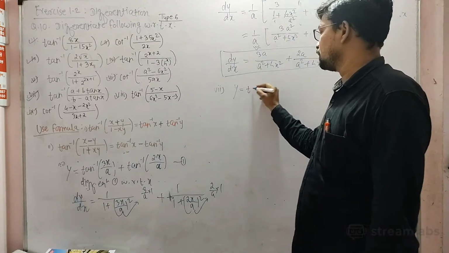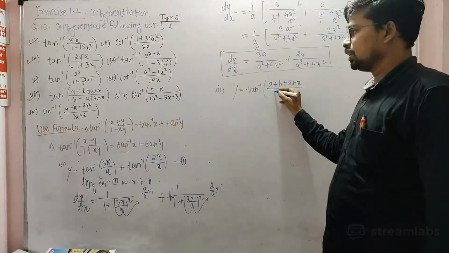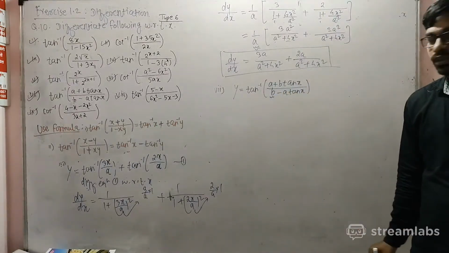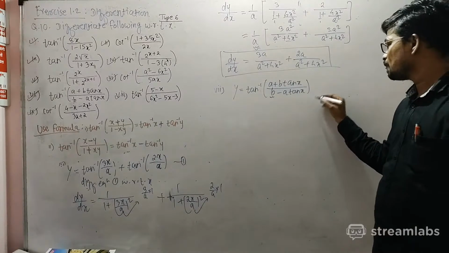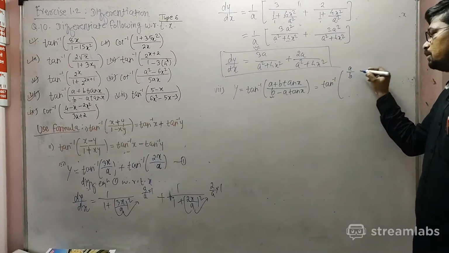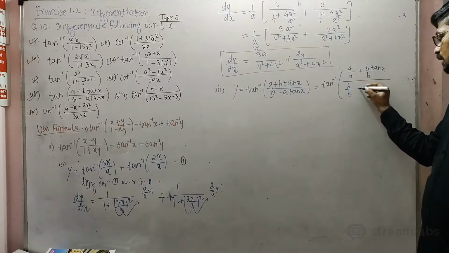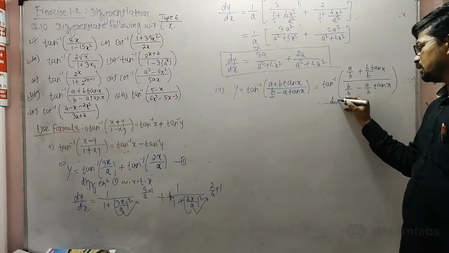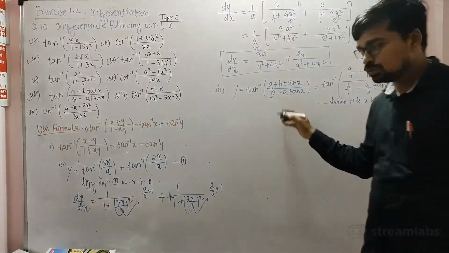Look at problem number 7. Okay, y is equal to tan inverse of a plus b times tan x, over b minus a times tan x. This term should be 1. So if we want this term as 1, we divide numerator and denominator by b. So we get tan inverse of a upon b plus b upon b tan x, and in the denominator b by b minus a by b tan x. So what we are doing here is dividing numerator and denominator by b. Why b? This term should be 1.